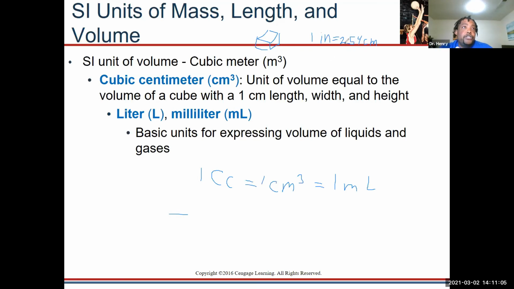So I can use this to change cubic centimeters into cubic inches. Because I know that 1 inch, if I decide I'm going to cube it, it's going to be equal to 2.54 cubed, and that would be cubic centimeters. So I can use the conversion for distance, and if I cube it, make it into a volume. You guys get that?